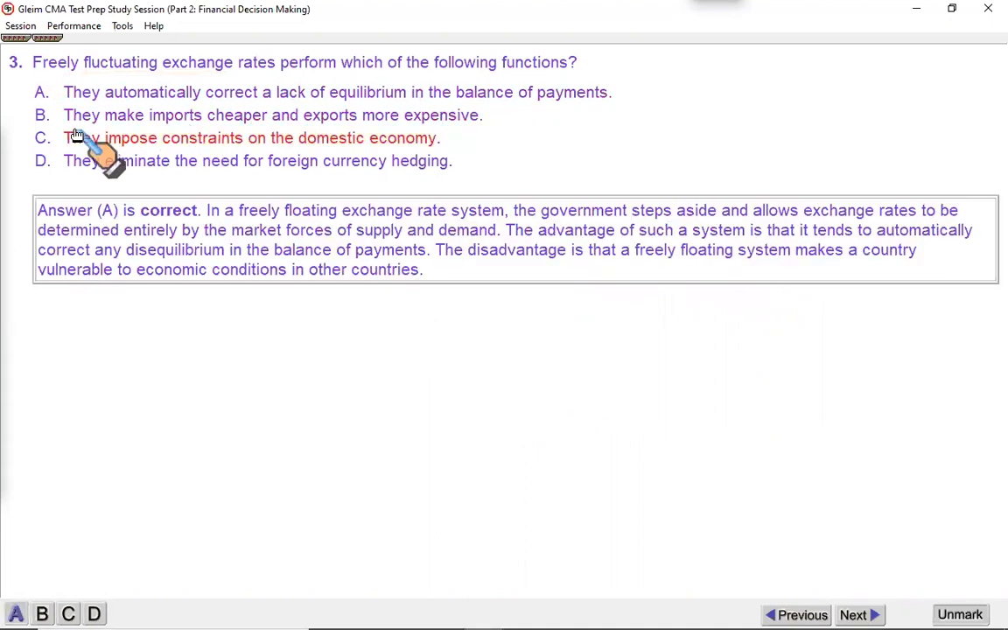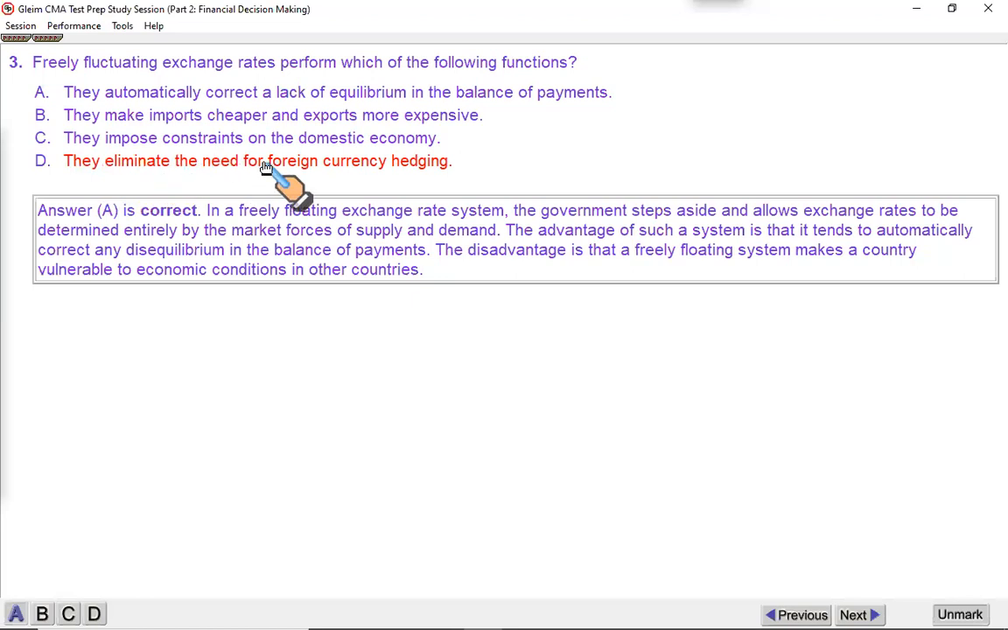What about the other options? They make imports cheaper and exports more expensive. Not necessarily. It could be the other way around also. They impose constraints on the domestic economy. They don't. A free floating exchange rate does not constrain the domestic economy. Rather, it facilitates free flow of foreign currency in and out of the country. Free market forces. You are not restricting the free flow.